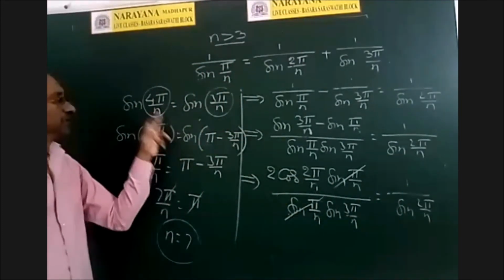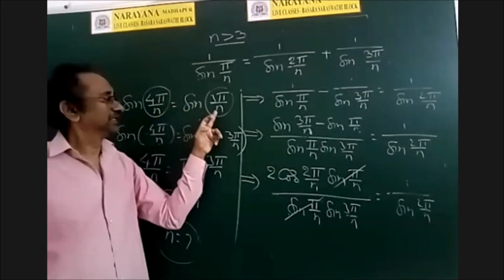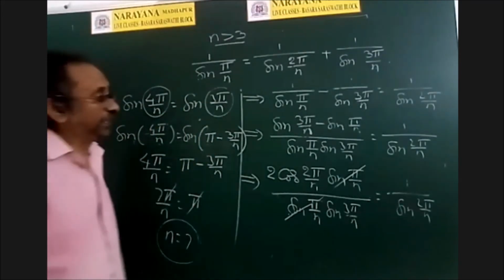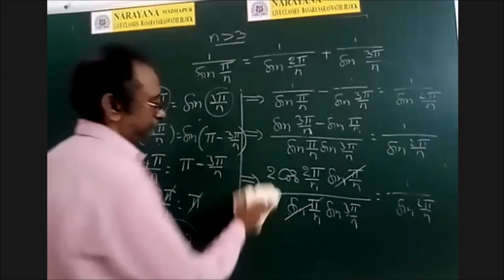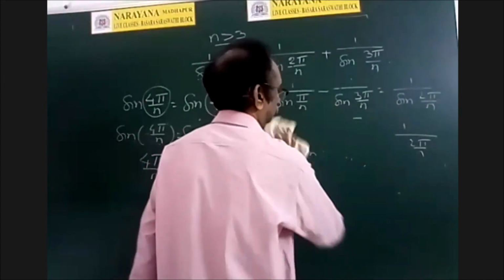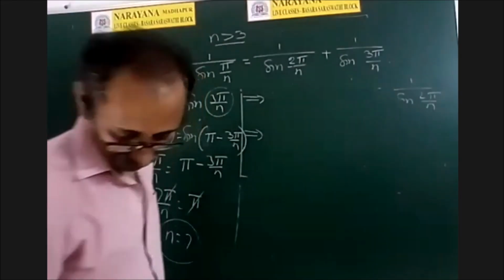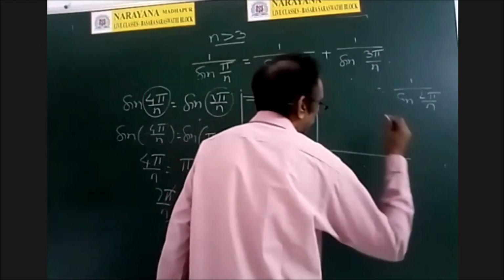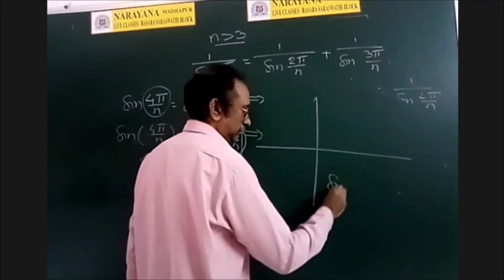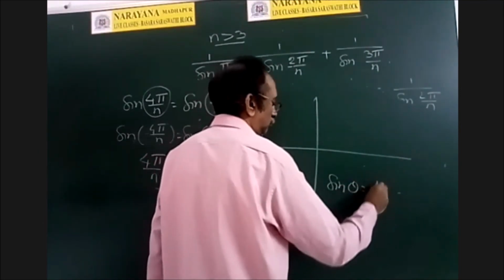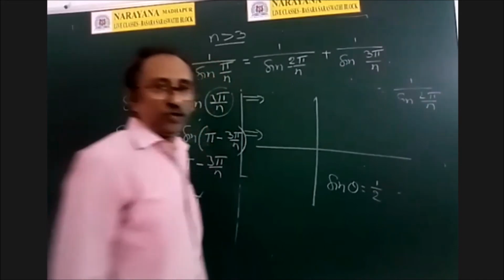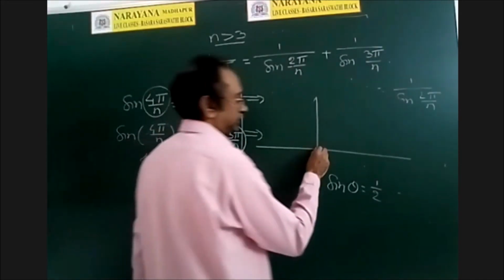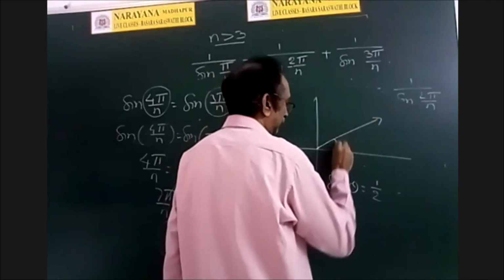And here, 4 pi by n and 3 pi by n, the difference may be multiples of pi. That means, if you draw the diagram, suppose I say sin theta is equal to half. See, sin theta is equal to 1 by 2. You know one angle. What is that? 30 degrees. So sin theta, that is 30 degrees.